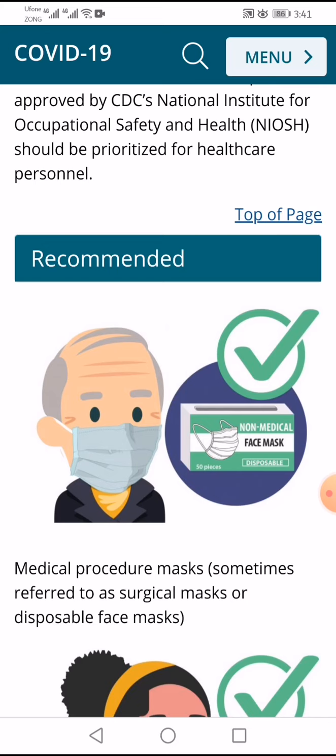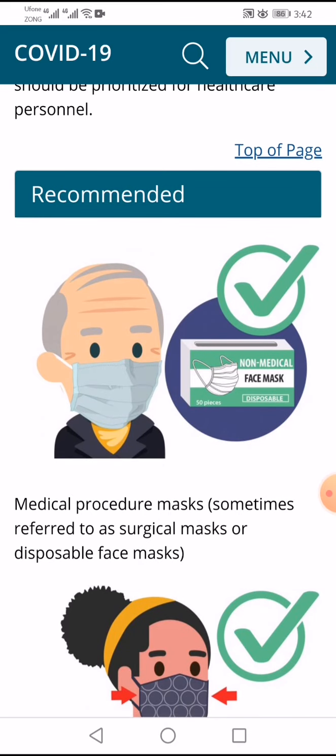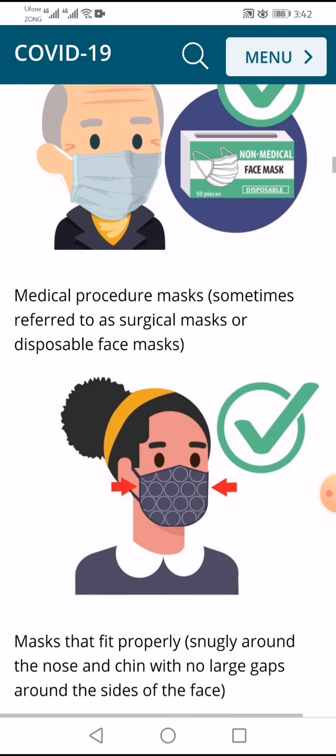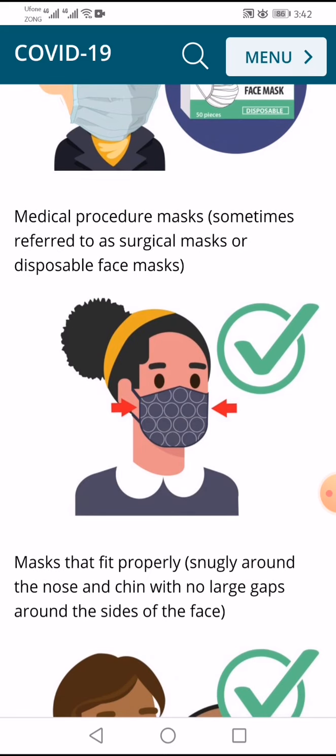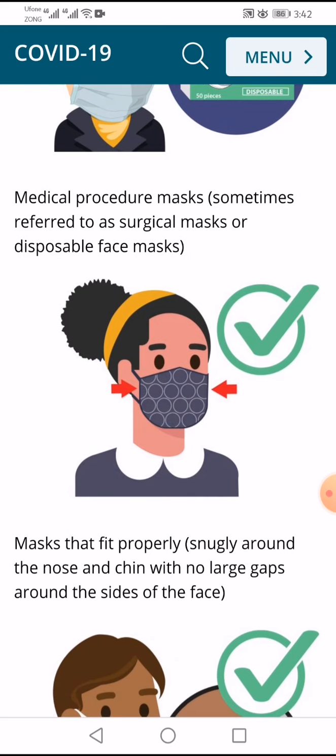For example, this is a surgical mask. I've just shown you a surgical mask with 3 layers. These masks are very simple, cheap, disposable and easy to find. Just buy them and wear them. Then there are masks which fit tight and snug to the nose and chin, and no gaps are to be found between your mask and your skin. So these are recommended masks.